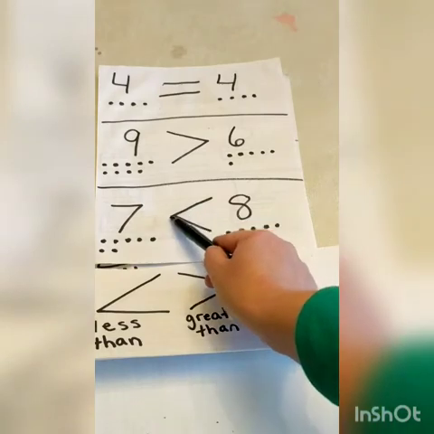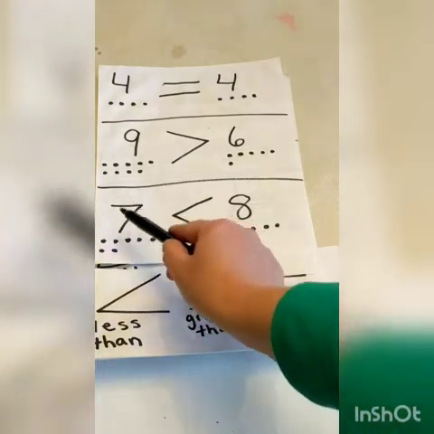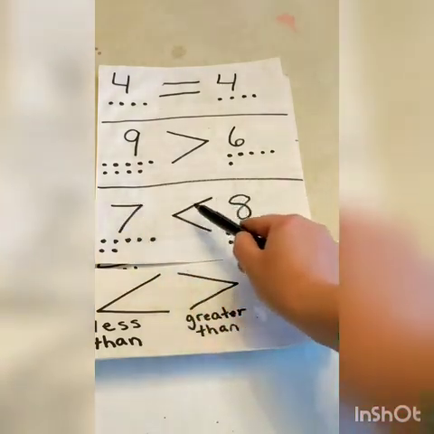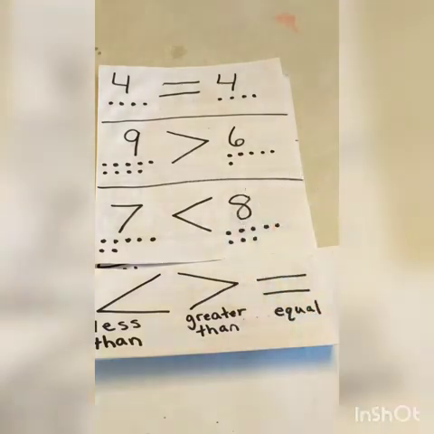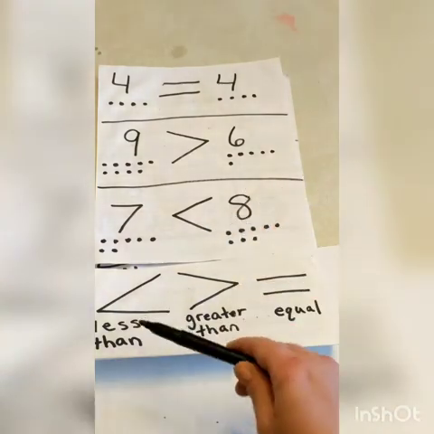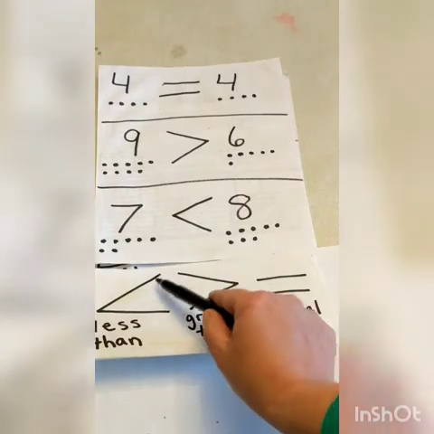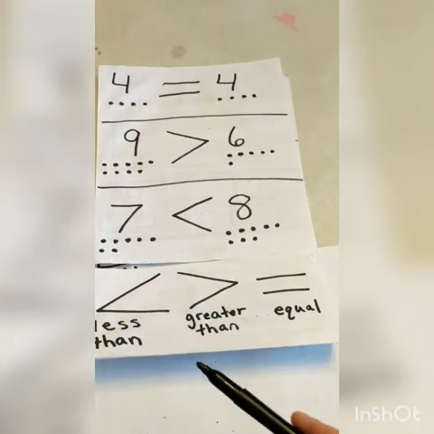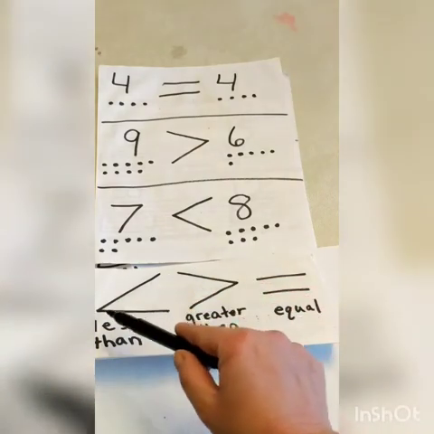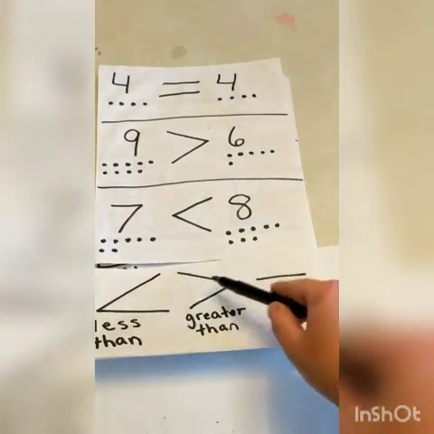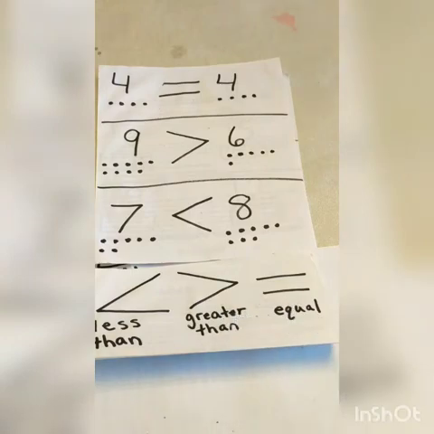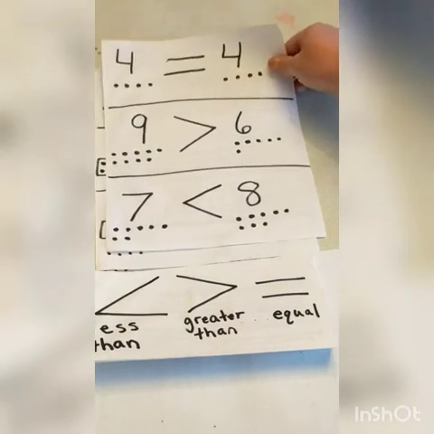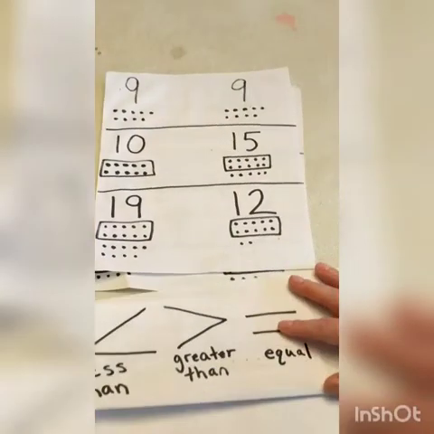Remember, friends, the small end goes to the smaller number. The big open mouth goes to the bigger number. And when we look down here at our key, this symbol means less than because less than comes first. The small end comes first, so then it's less than. If the big end comes first, then it's greater than. Okay, friends, let's see another set of numbers.